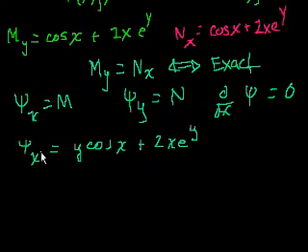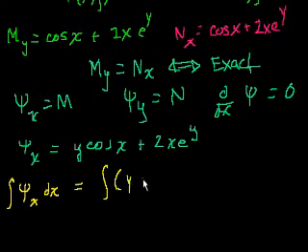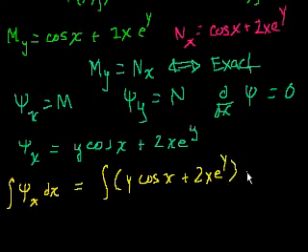If you were to take the antiderivative of this with respect to x, let me just write that down. The partial with respect to x, we're going to integrate with respect to x. That is going to be equal to the integral of this whole thing with respect to x, cosine of x plus 2x e to the y. We're integrating with respect to x.